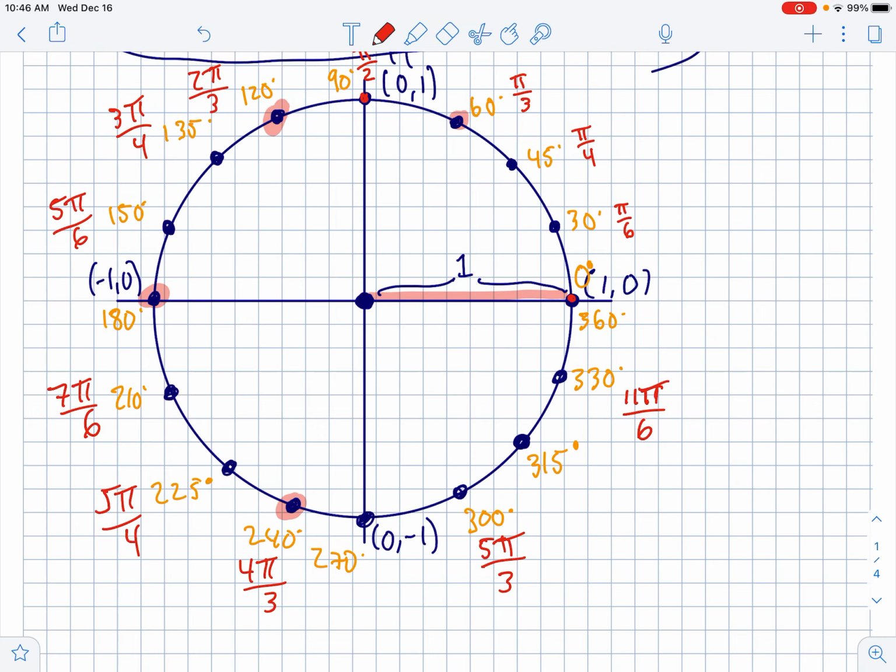Notice I'm not converting any degrees here. I'm just counting by certain pi over 4s. So that's 5 pi over 4 is right here. This would be 6 pi over 4, but that reduces down to 3 pi over 2. And that means this is 5, 6, 7 pi over 4.